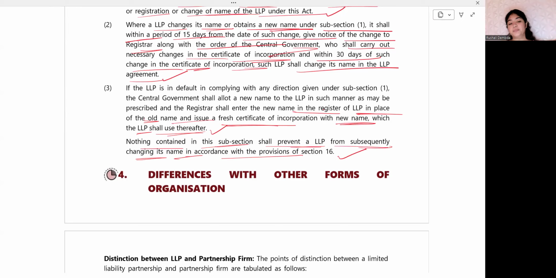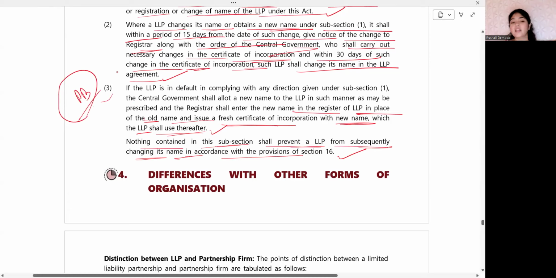If the LLP wants, they can change their name whenever they want. After ABQP, if they just want it AB, they can get it AB also done, right? If they want to change, they can subsequently also change it. Is this clear to you people? The section on change of name.